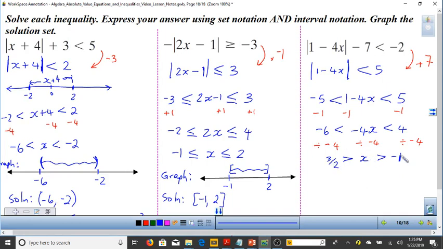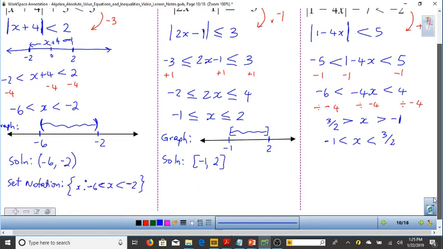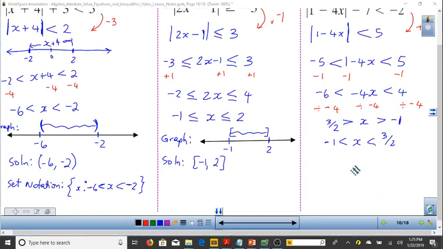3/2 is greater than -1, so we can turn the whole thing around, saying -1 is the one that should be on the left because it's the lesser, and 3/2 should be on the right because that's the greatest, with x in between. And I'm leaving you to check the solutions for that one, and we're just going to graph the solutions as well as write the interval notation.